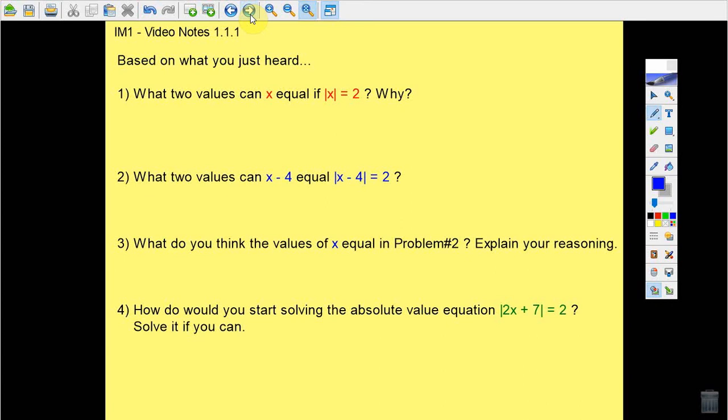The first one you should be able to think about and figure out. What 2 values can x equal if the absolute value of x is +2? Why can it be those 2 values? And then we want to extend that thinking as you walk through problems 2, 3, and 4. So see what you can come up with and be ready to talk about it in class tomorrow.